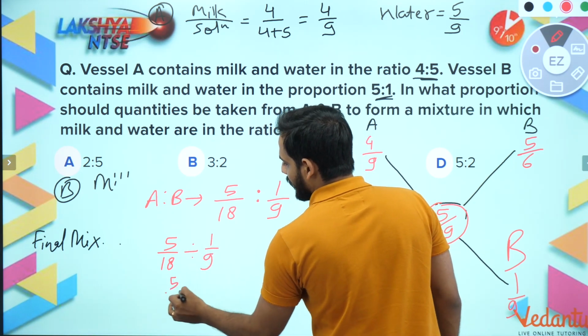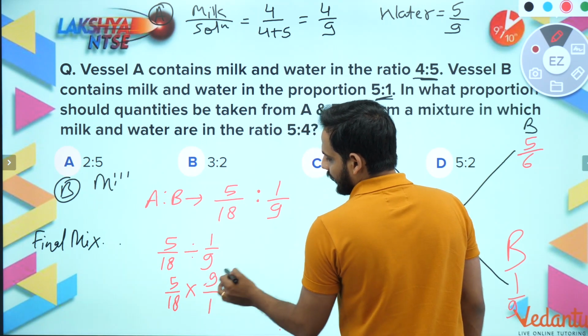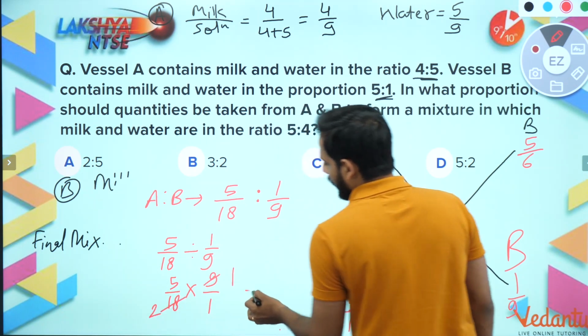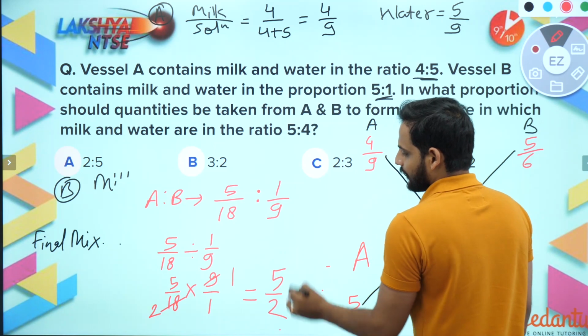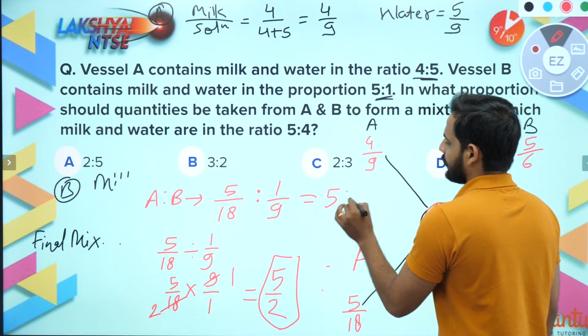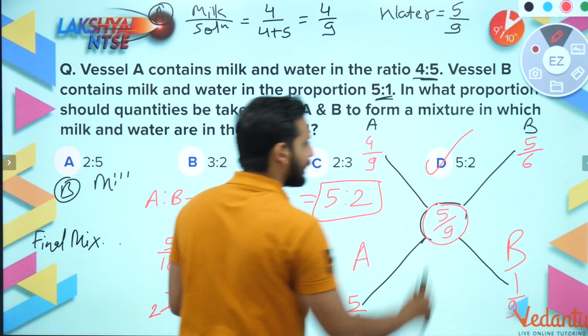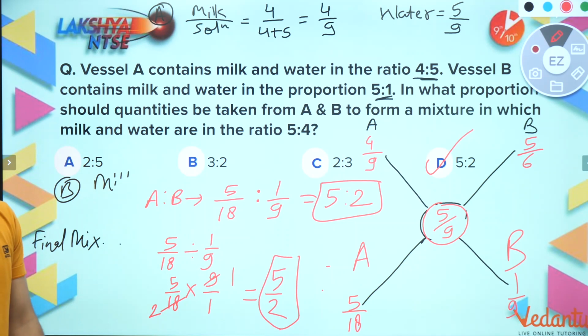So it will become 5/18, and division will become multiplication, 9/1. So 9 1s are 9, 9 2s are 18, and at the end you are getting 5/2. That means the ratio of A to B is 5:2. Where is 5:2? Option D. So option D is the correct answer.